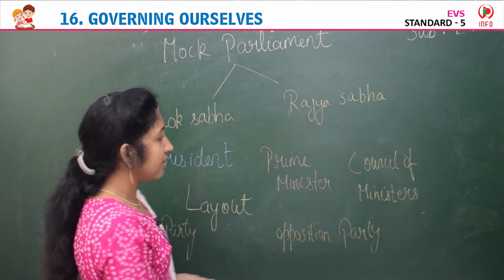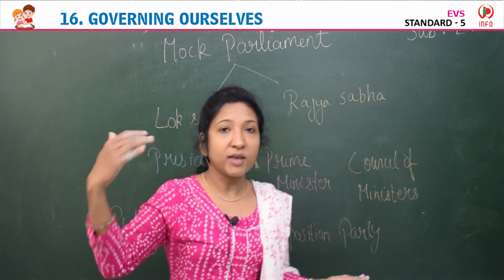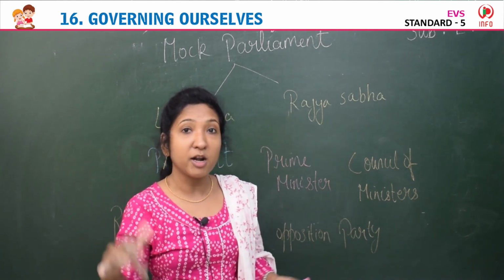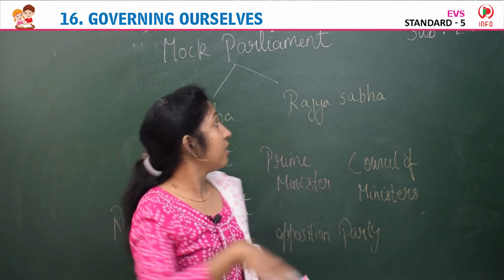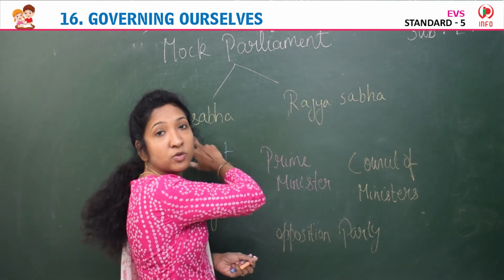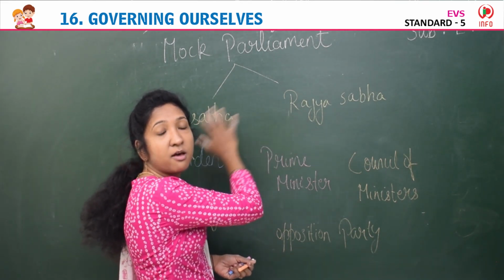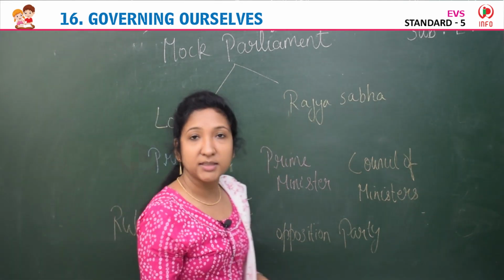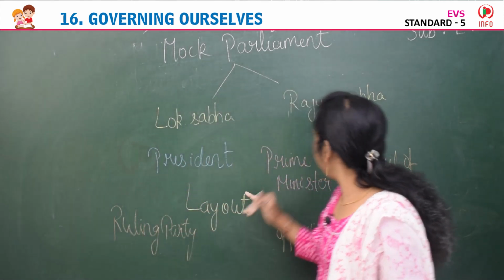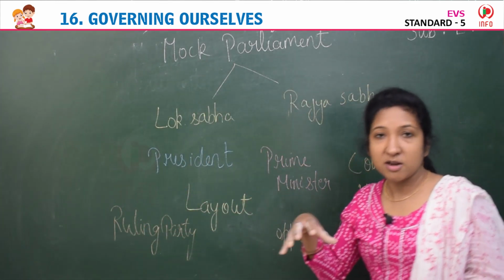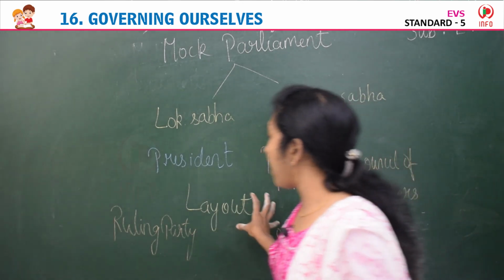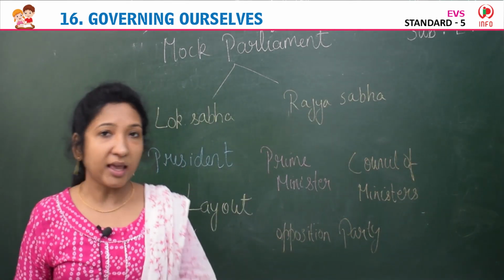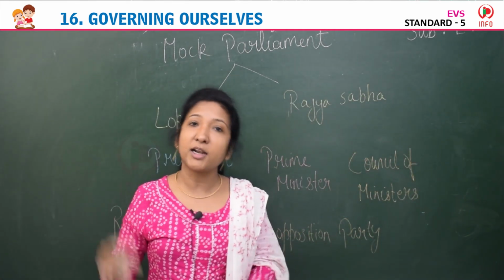If you have an idea about this, you can arrange a mock parliament, a model of parliament, in the classroom itself. You have to form a parliament, and divide the class into two sections of Lok Sabha and Rajya Sabha. You have to select a president and prime minister, then some group of children having a council of ministers. Then you have to set the layout afterwards. Okay, that is called the mock parliament, a model of parliament.